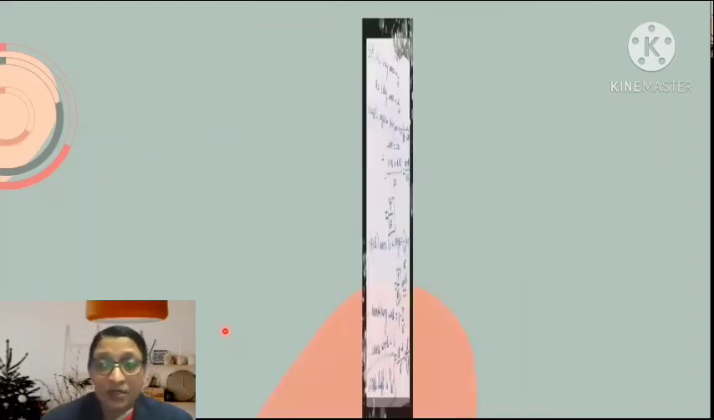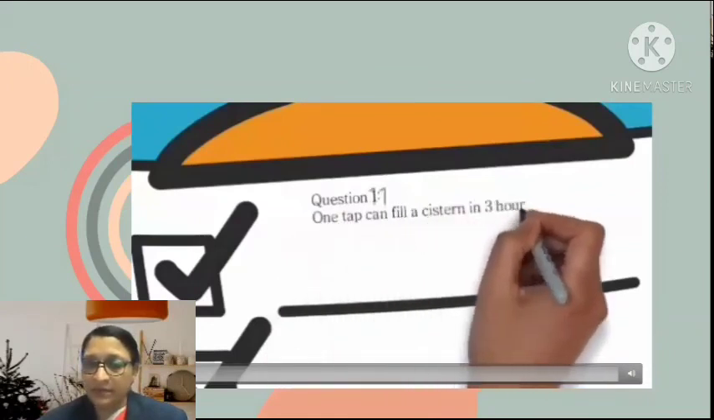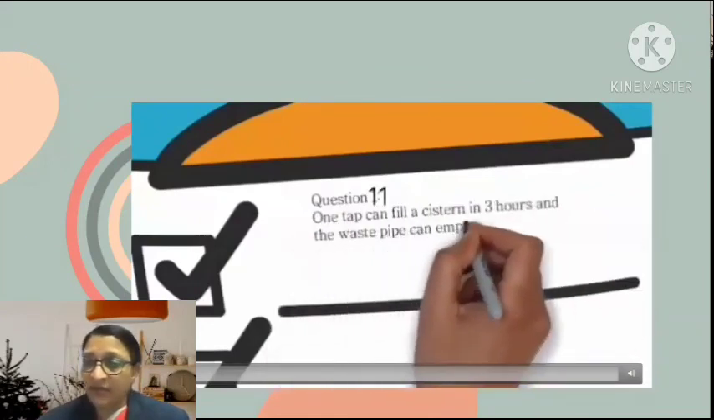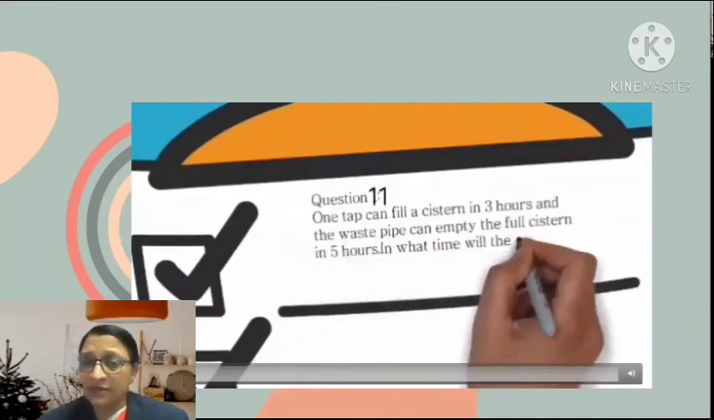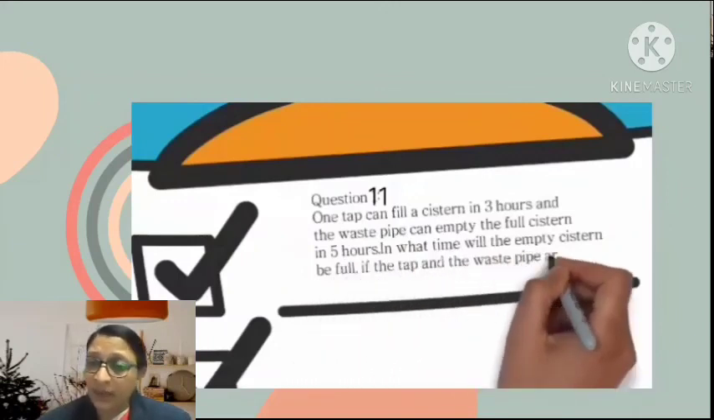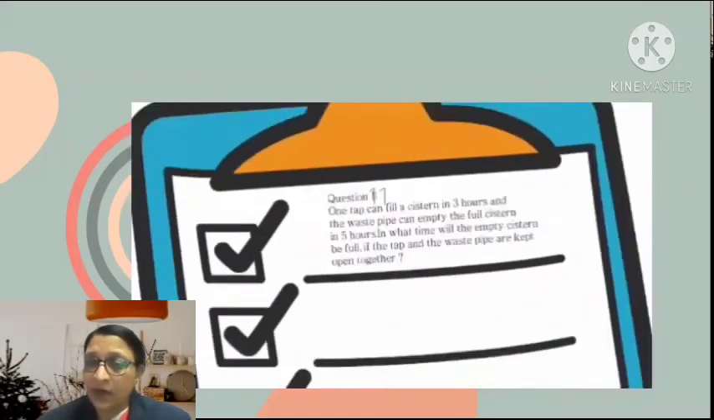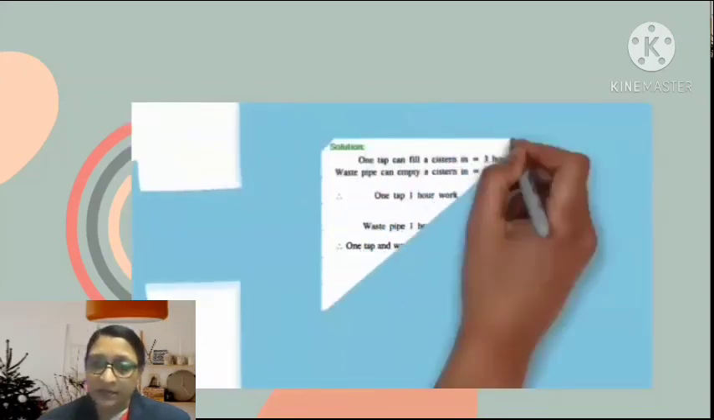Let us see what is the next question. Question number 11. One tap can fill a cistern in 3 hours and the waste pipe can empty the full cistern in 5 hours. In what time will the empty cistern be full if the tap and the waste pipe are kept open together? So let us discuss the answer.